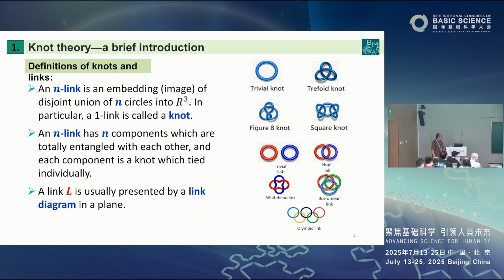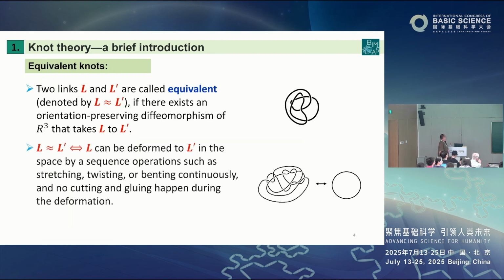Now, an n-link has n components which are totally entangled with each other, and each component is a knot which is tied individually. A link is usually presented by a link diagram in the plane, something like this. So these are all link diagrams, with a two-link.